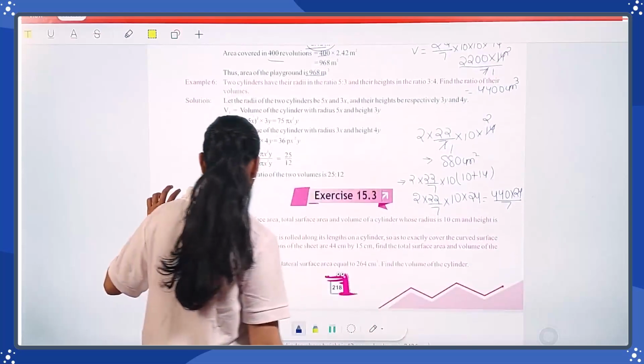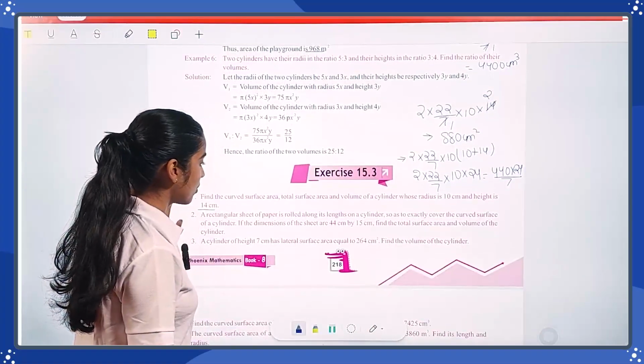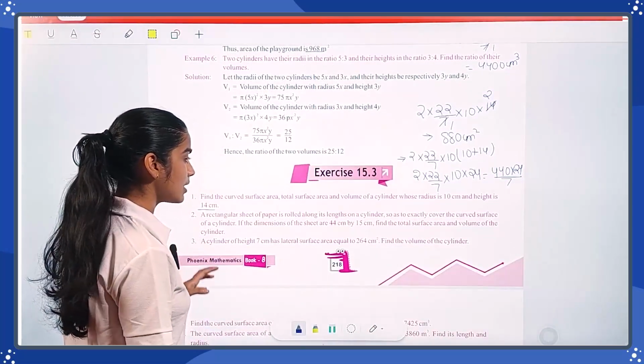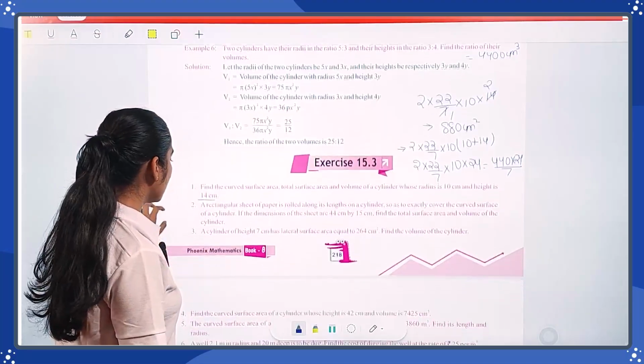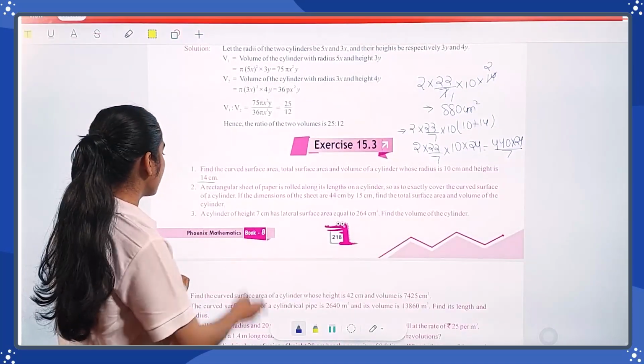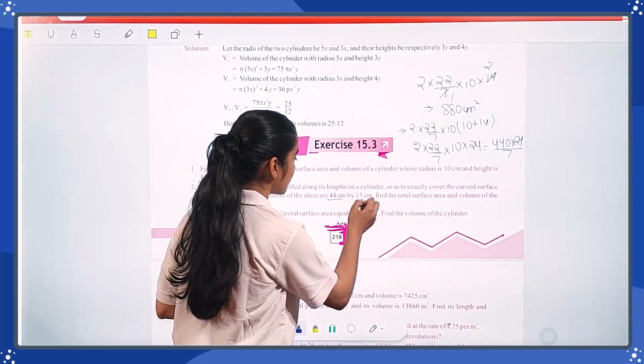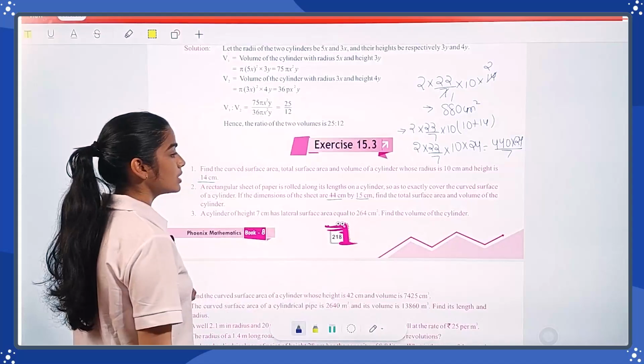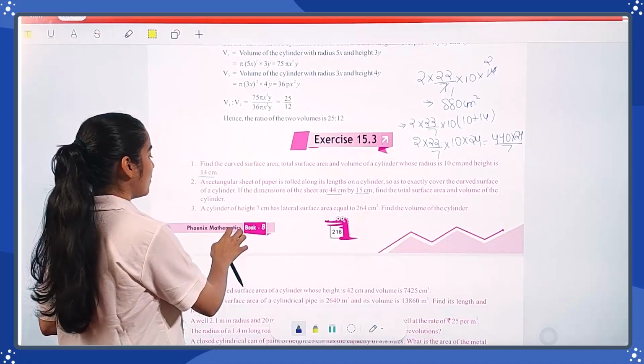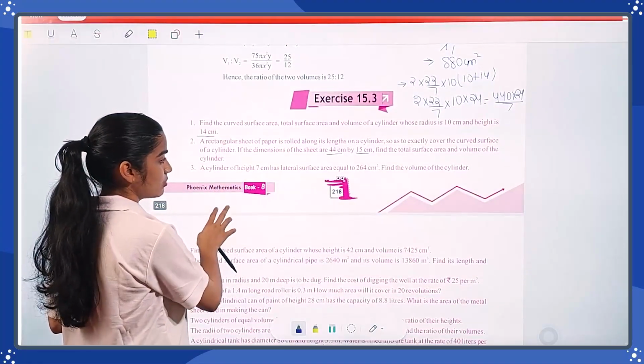Okay, next: a rectangular sheet of paper is rolled along its length on a cylinder so as to exactly cover the curved surface of a cylinder. If the dimensions of the sheet are 44 centimeter and 50 centimeter, find the total surface area and volume of the cylinder. So how can you calculate this?